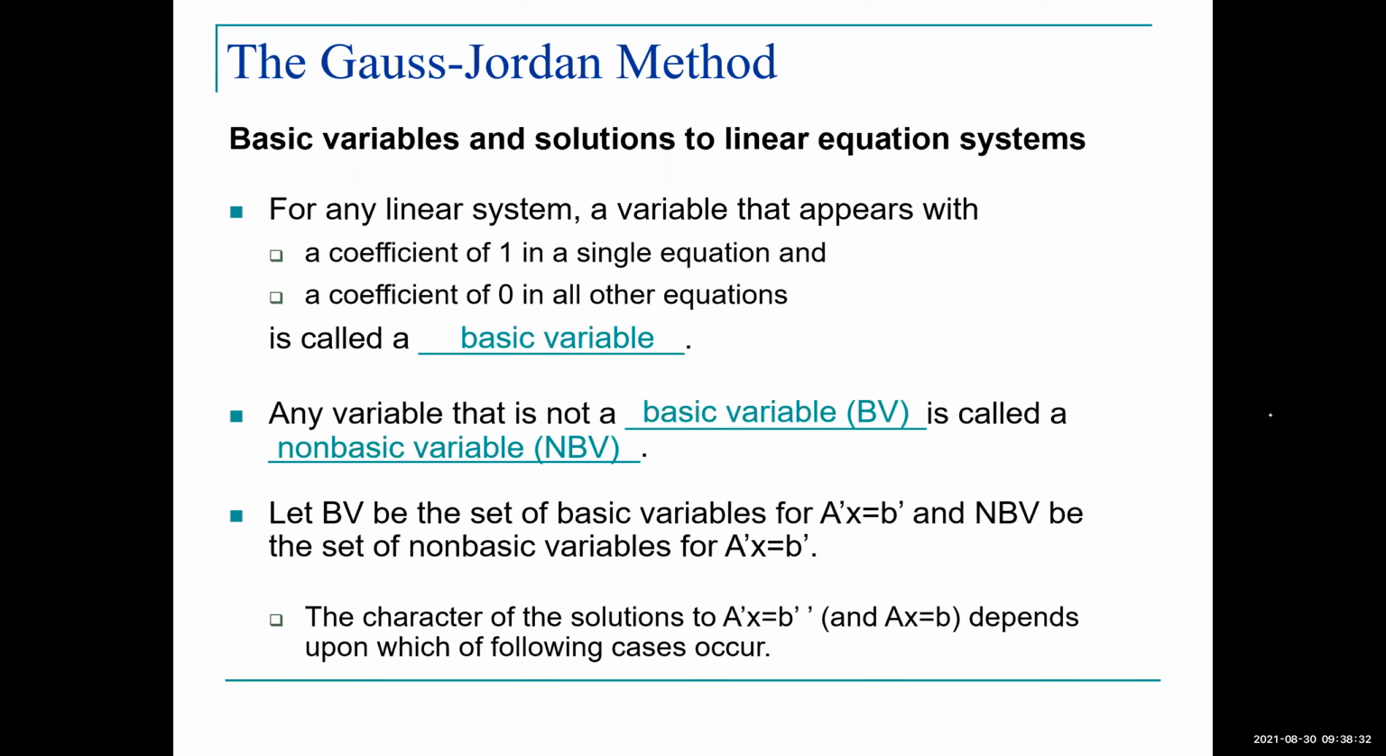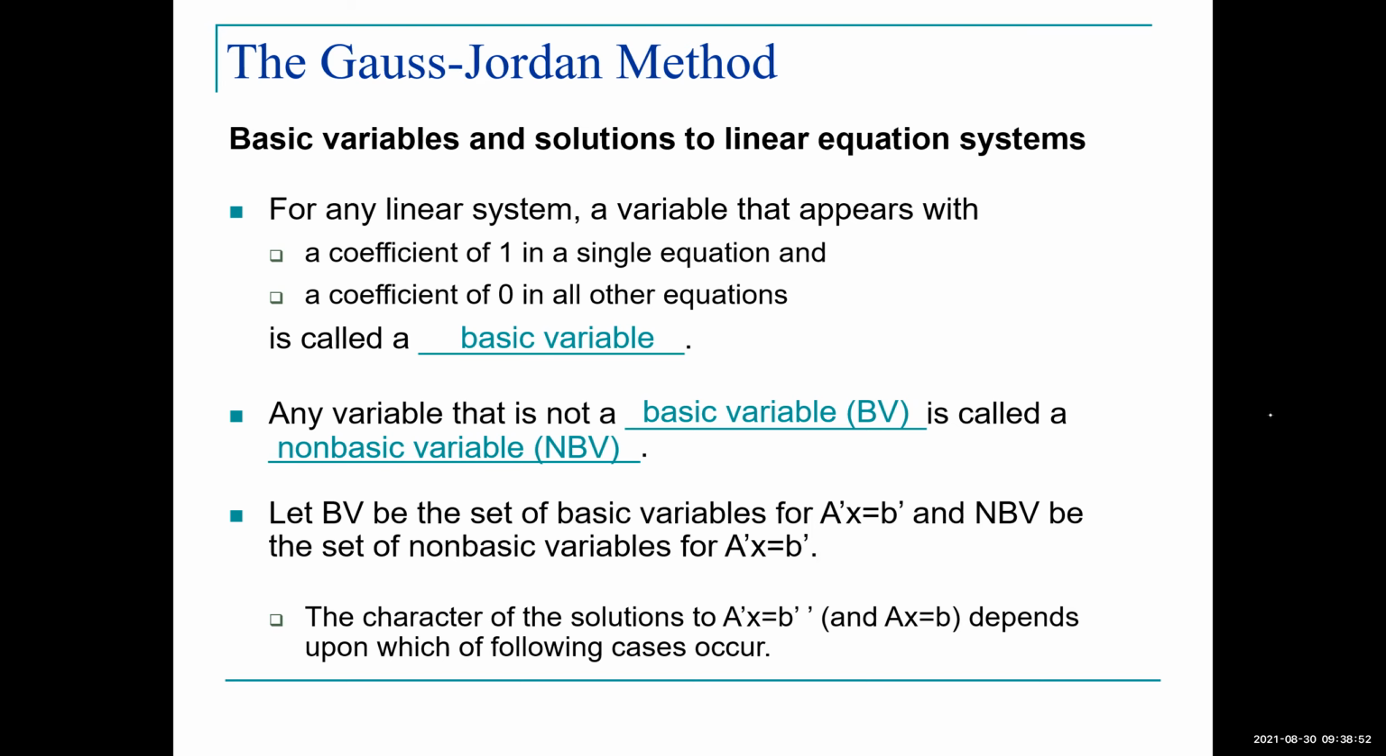Let the basic variables be the set of basic variables for this A prime X equals B prime system of equations, and the non-basic variables be the set of non-basic variables for that same system of linear equations. Then the character of the solutions for this system depends upon which of the following cases occur. So we're going to discuss 3 different cases now.